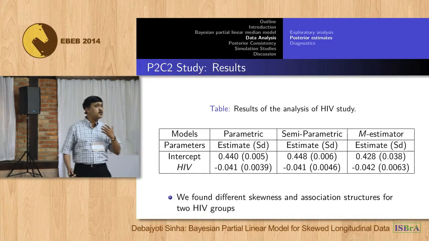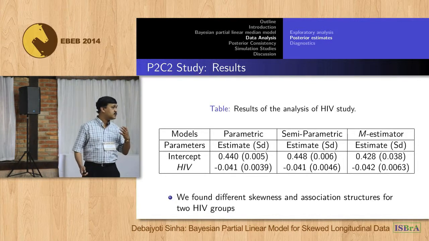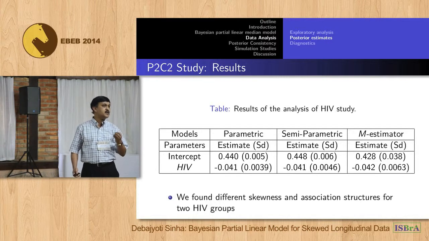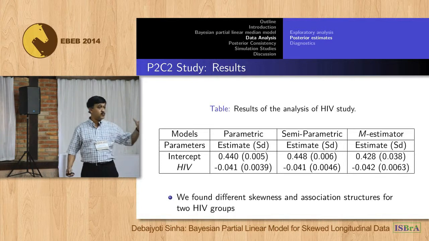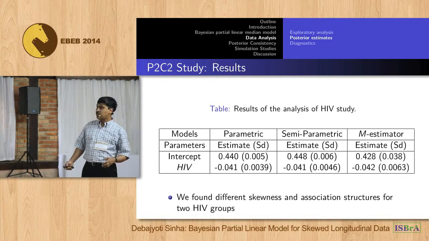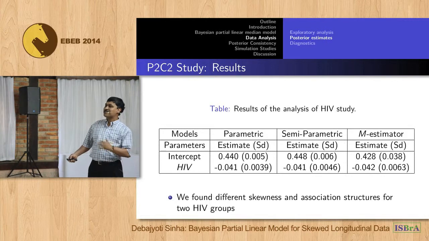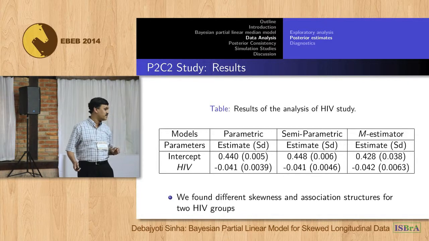Generally, an M estimator probably will not have too much bias in your estimator, but it's not very efficient. That's the major advantage of being a Bayesian method. Other than that, you can do predictions and model checking, which we will come to. The main thing is that there's enough evidence here, based on the posterior, that the skewness and association structure for the two HID groups are different. You can show that.